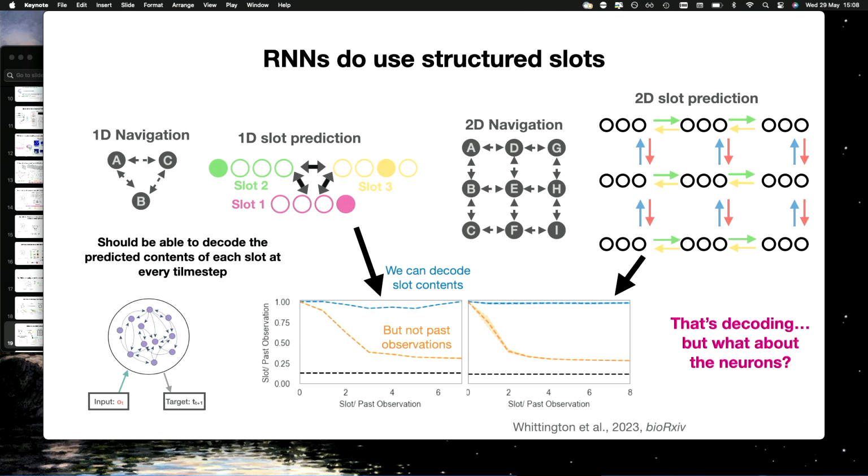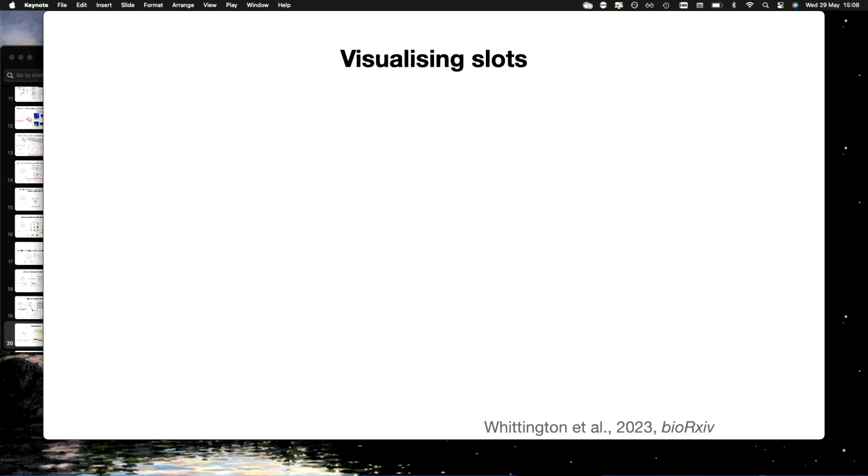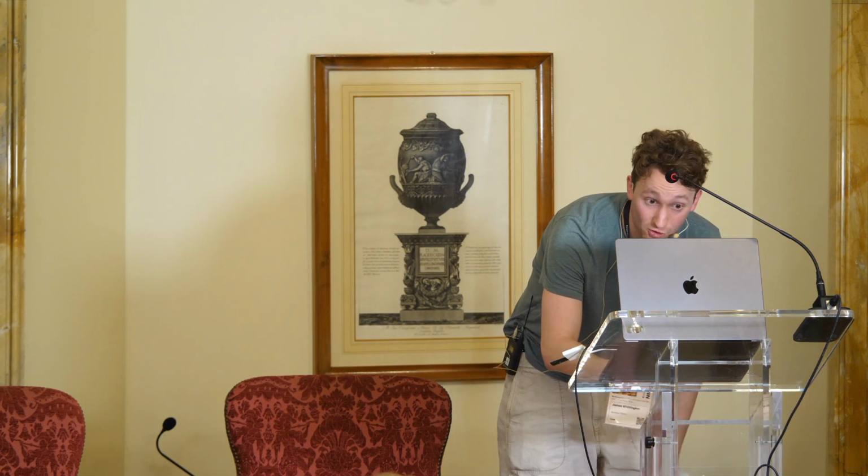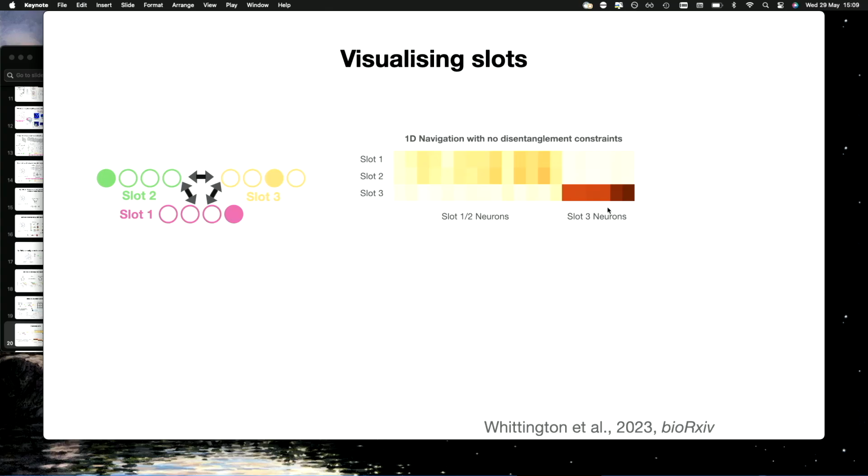So that's the decoding, but what do neurons actually look like? If you actually look at the neurons, well, it's a bit of a pickle. They don't really look like slots. What I'm showing here is the neurons along the x-axis, and the y is how much each represents one of the slots. We know it's representing these slot subspaces, but are the neurons aligned to each particular slot? We can see that they're not, just natively.